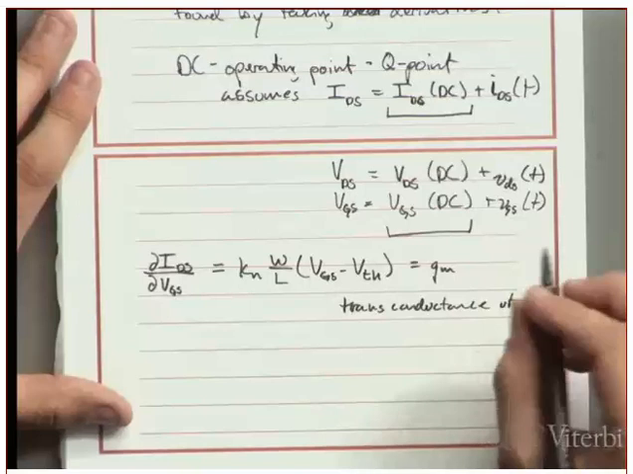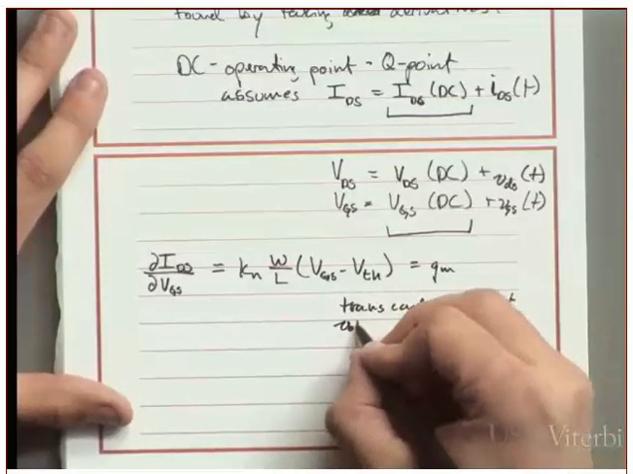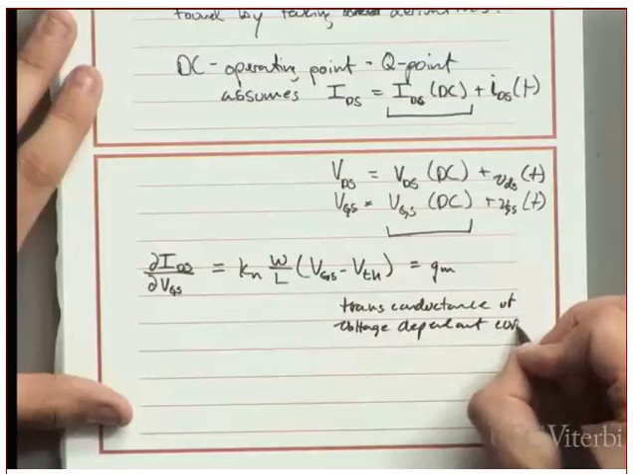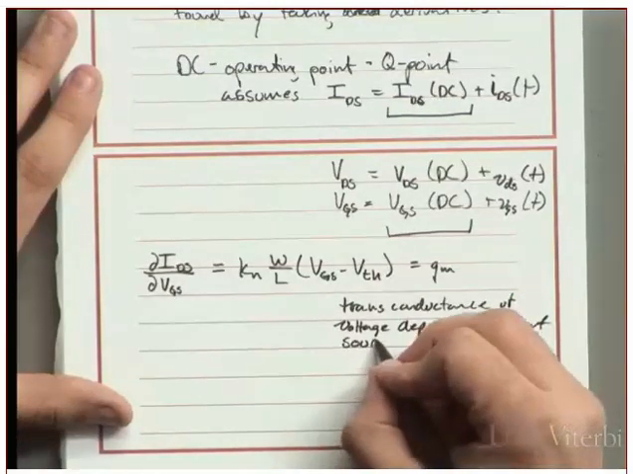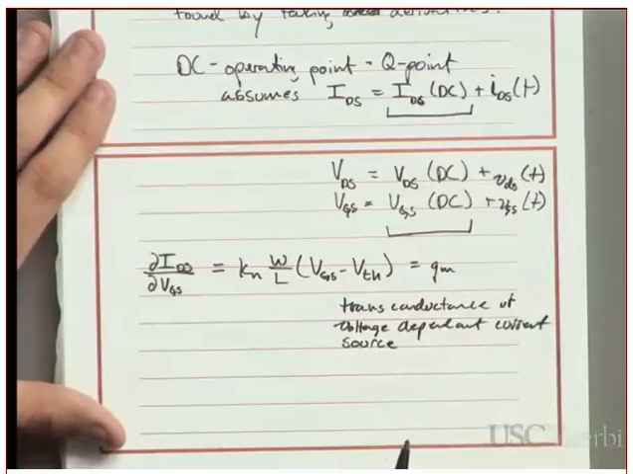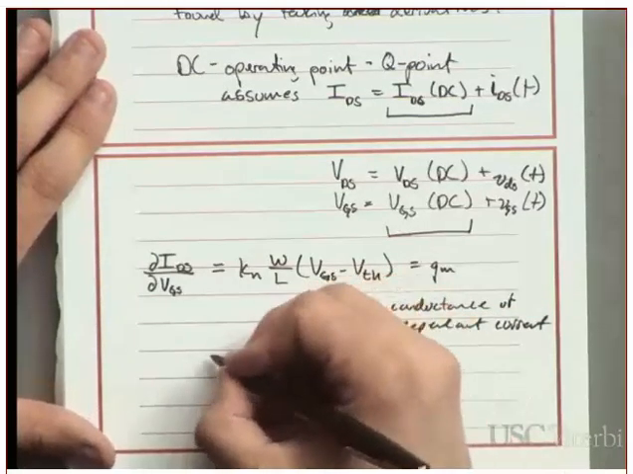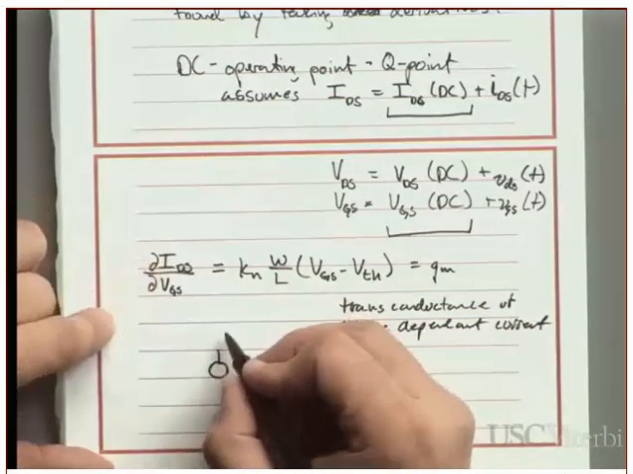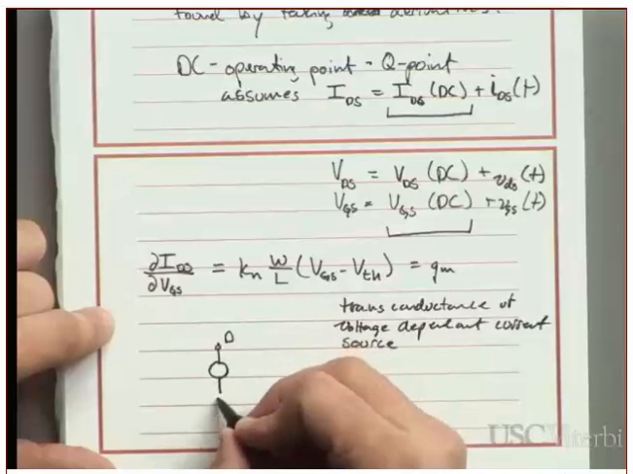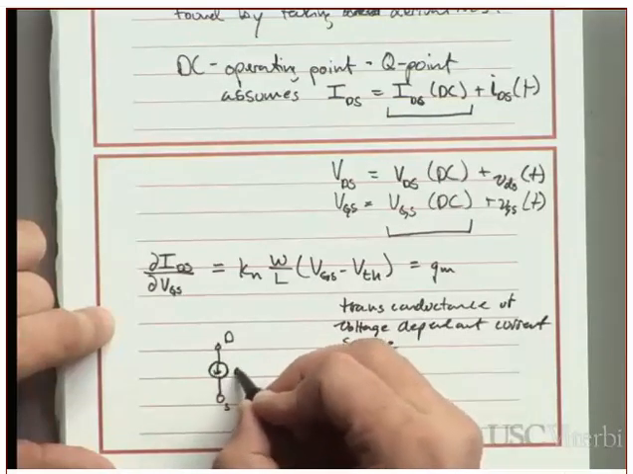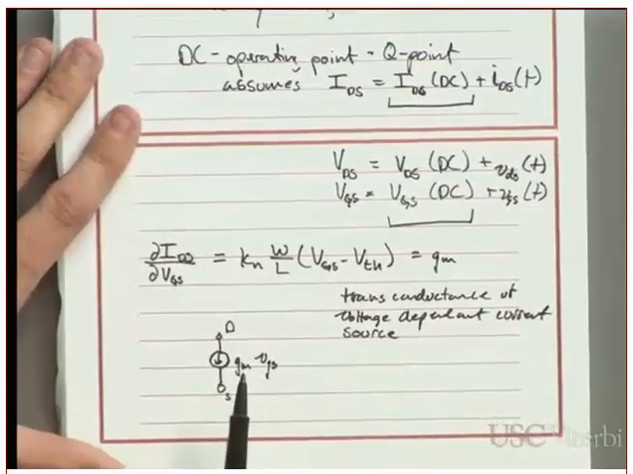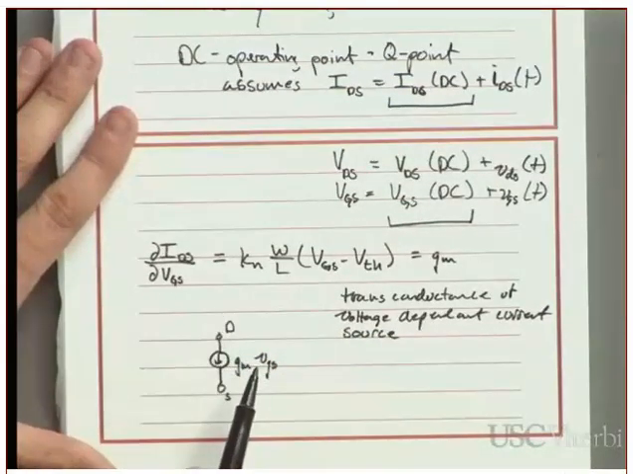or a voltage-dependent current source. And basically it goes from the drain to the source, since you're looking at IDS. And the value of the current going through there is this gm value times whatever the signal component of VGS is.